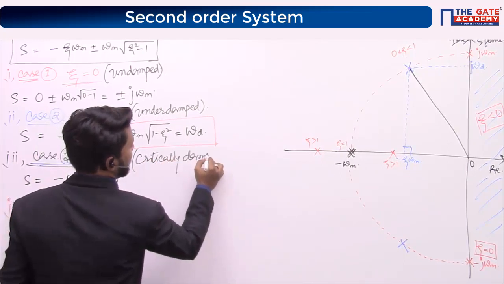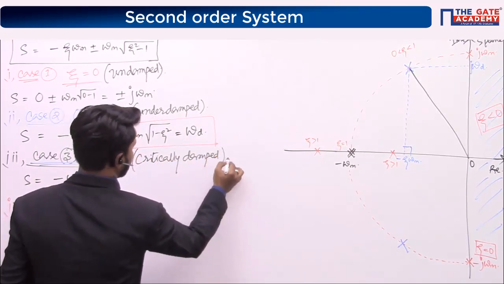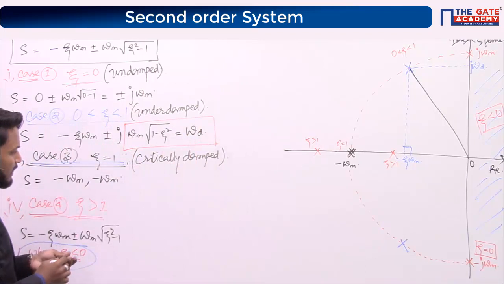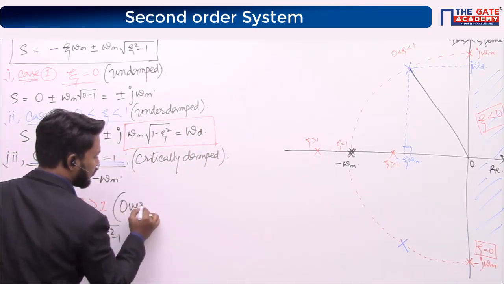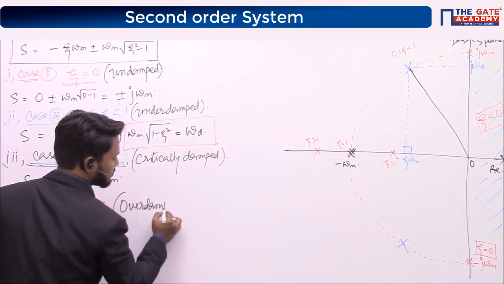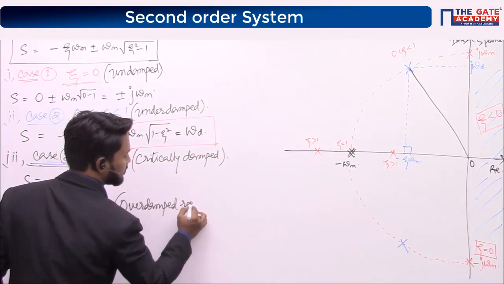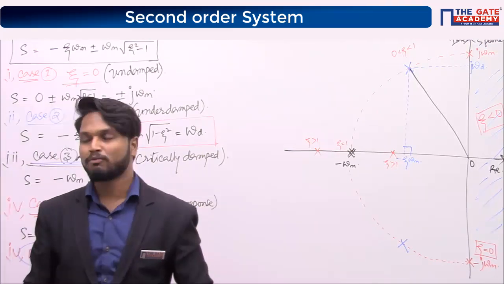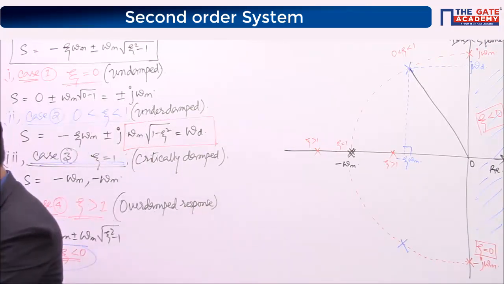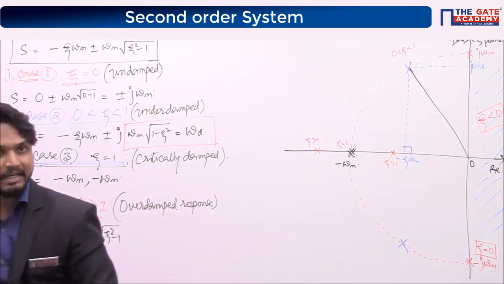Critically damped response, right? When zeta is greater than 1, this particular case will be called an overdamped response. Is it clear, everyone? So let us look at what this zeta is, what this zeta actually indicates.